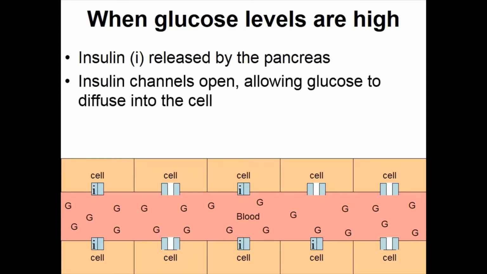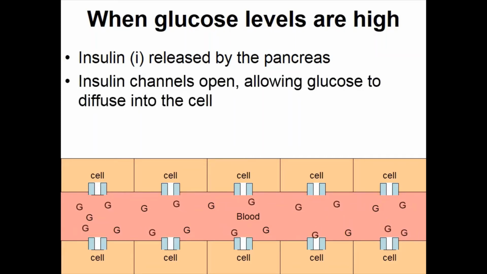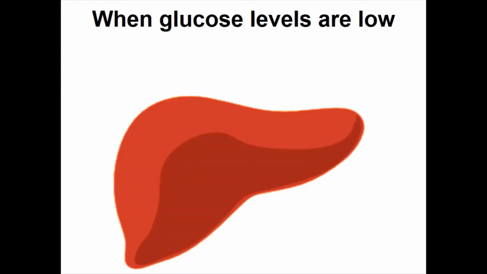The insulin causes those channels to open, and I hope you can predict what's going to happen now that the channels are open. Now that the channels have opened, the glucose simply diffuses from a high concentration to a low concentration into the cells. That lowers the amount of sugar in the blood to a normal level. So the pancreas helped to control this by releasing insulin.